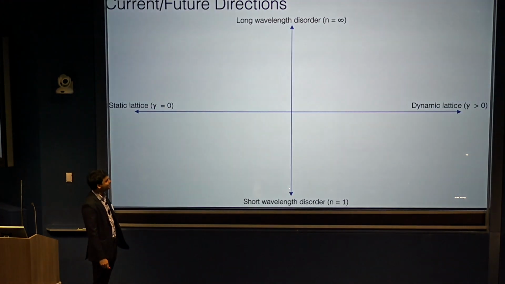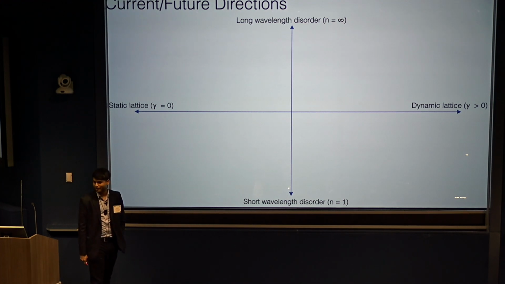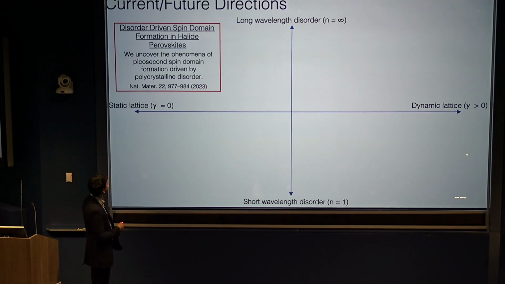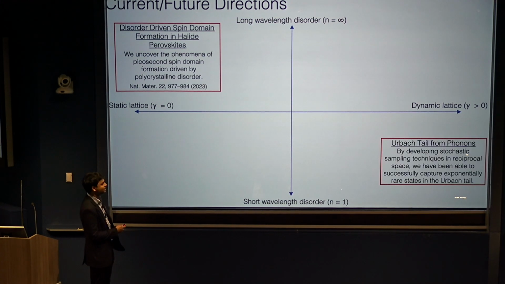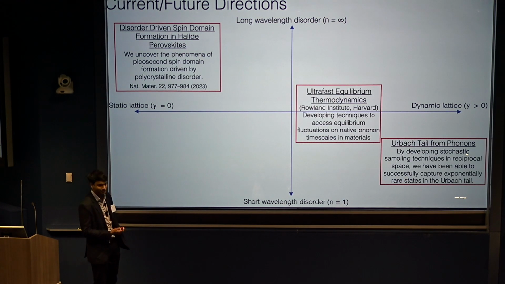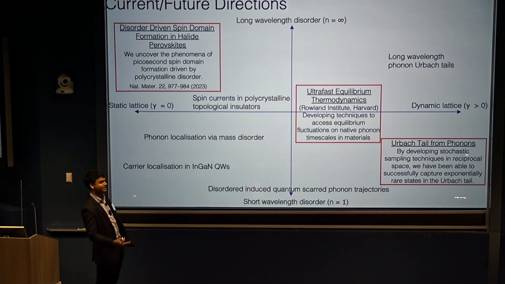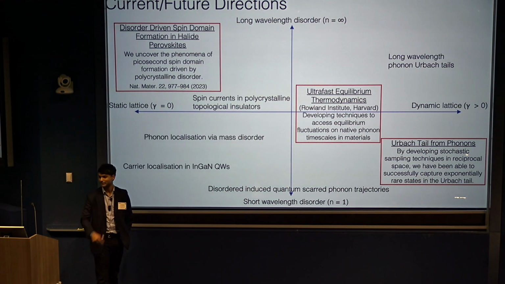And with that, I leave you with the 2D plot of all the kinds of disorder that interested me, where we've captured this polycrystallinity, spin domain formation, Urbach tails from phonons, and this maybe ultra-fast equilibrium thermodynamic approach to studying material systems. And I thought I'd put up also all sorts of other things that I never had the time to explore, but I think are super interesting.